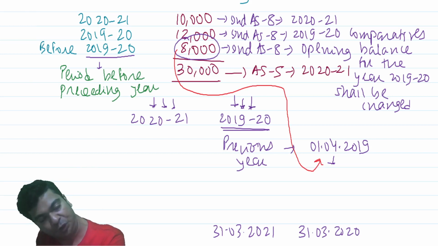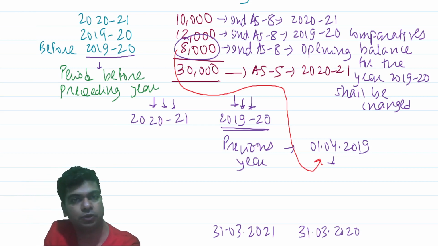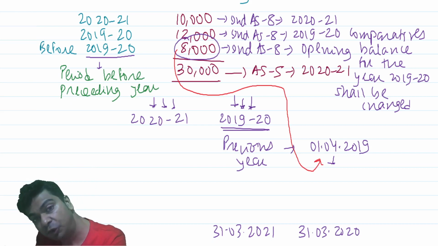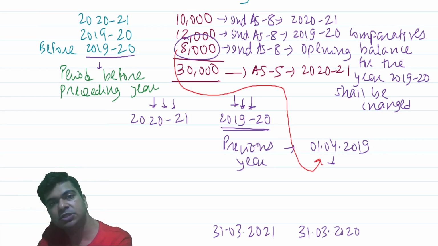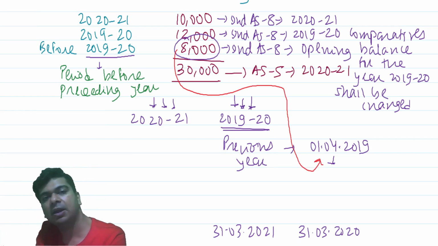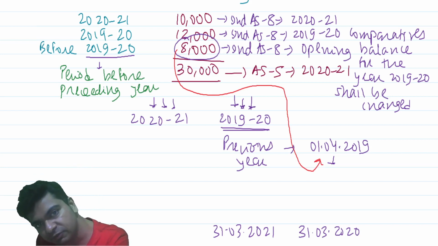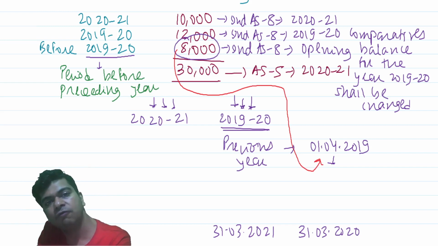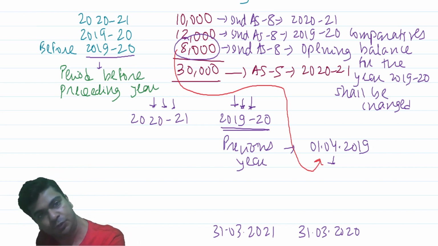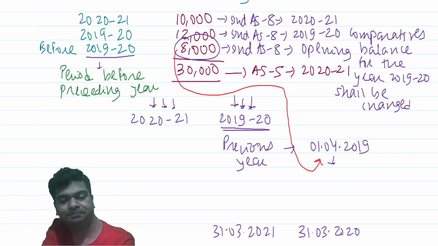Whatever is the effect for the previous year, adjust the comparatives. And whatever is the effect for the period before the previous years, please change the opening balances of the affected assets, liabilities, and items of equity. This will also result in the presentation of a third balance sheet as per Ind AS 1.